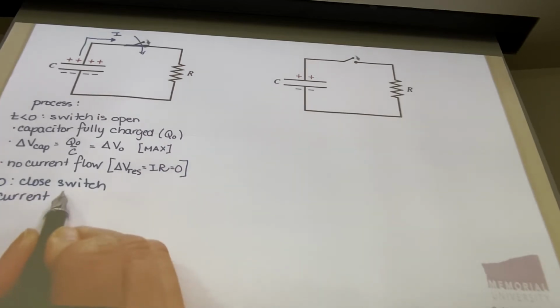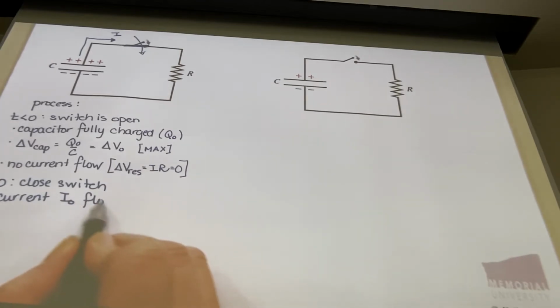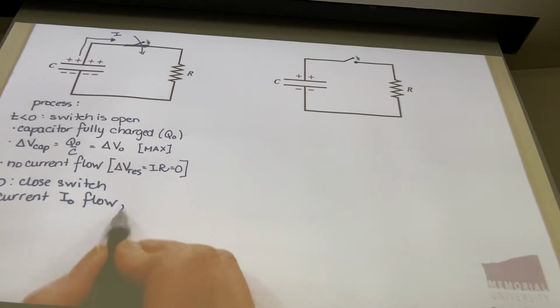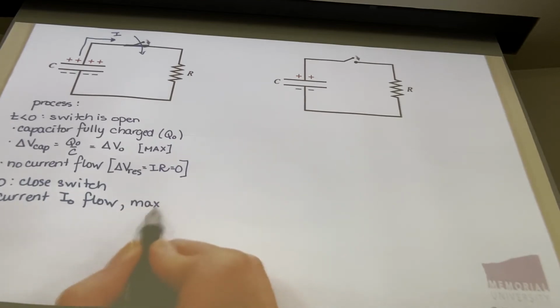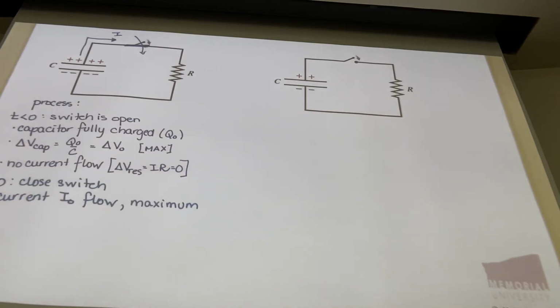Our initial current, we'll call that I0, that one starts to flow. This current is going to be a maximum. You want to think about why that's a maximum. Initially, we have all of the charge on the plate. There is a large force repelling those charges away, so it's getting pushed off as quickly as possible. So that's why the current is a maximum, because it's desperate to get out of there.